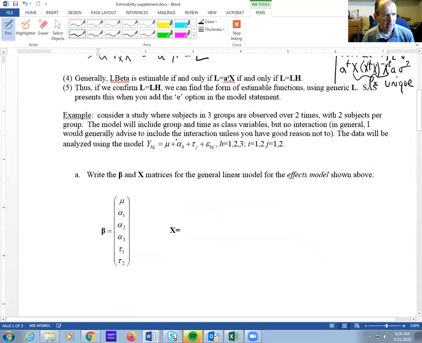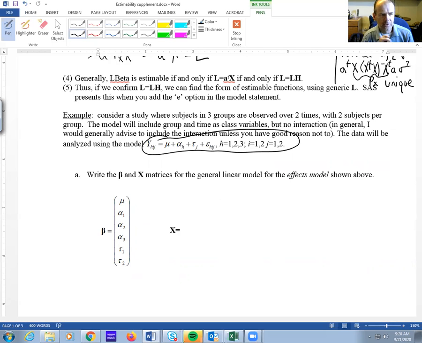The example here is we have a study where subjects in 3 groups are observed over 2 times with 2 subjects per group. The model will include group and time as class variables, but no interaction. So our model looks like this. In general, if you're not going to include an interaction, you probably should have a good reason to not include it. But in this case, say that that's the model we want to use.